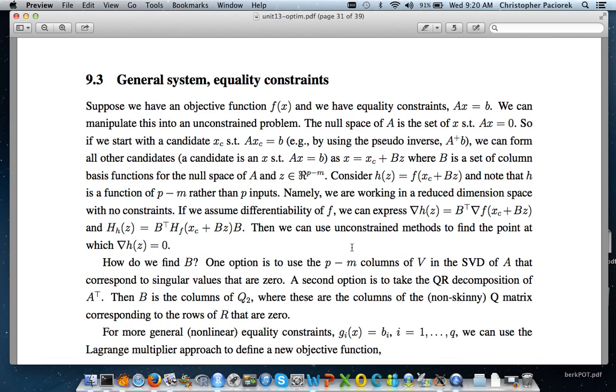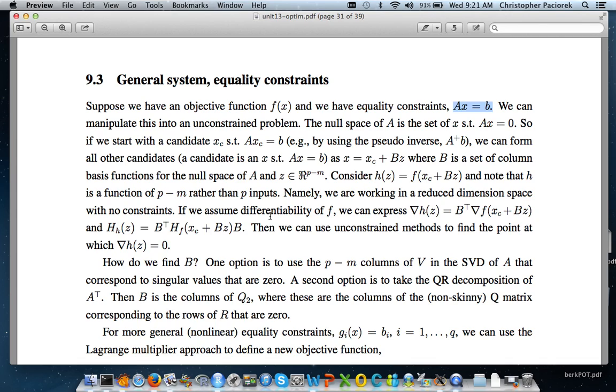Okay, so now suppose that instead of a linear function, we have some general objective function f of x, and I still have a set of these equality constraints. Well, the idea here is I can manipulate this into an unconstrained problem. I can reparameterize into an unconstrained problem. That's another one of the themes in this area, this idea of reparameterization. So let's suppose x has dimension p, and suppose I have m constraints.